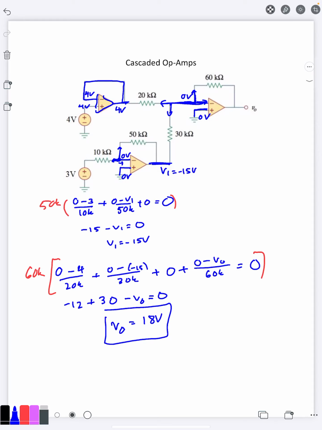So you see, it's generally not going to be tons of algebra on these, even though they look complicated with the cascaded op-amp problems here. But you just got to follow through using your ideal op-amp properties at each step, node voltage a bunch of times, and eventually you'll work your way over to the output voltage here, which we found to be 18 volts.